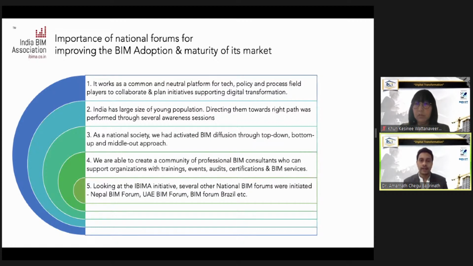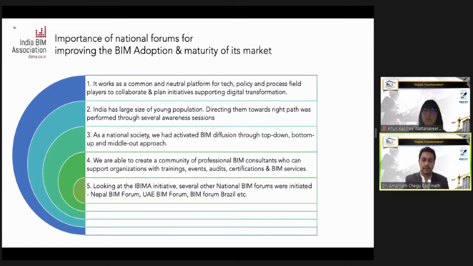We were able to create a community of professionals, BIM consultants who can support organizations with trainings, events, audits, certifications, and BIM services at a neutral level, rather than saying I'm part of a company. This is an NGO, so it works more as a neutral body, which will be more trustworthy for the client side. Looking at the BIM initiative, several other forums were initiated along the same lines.